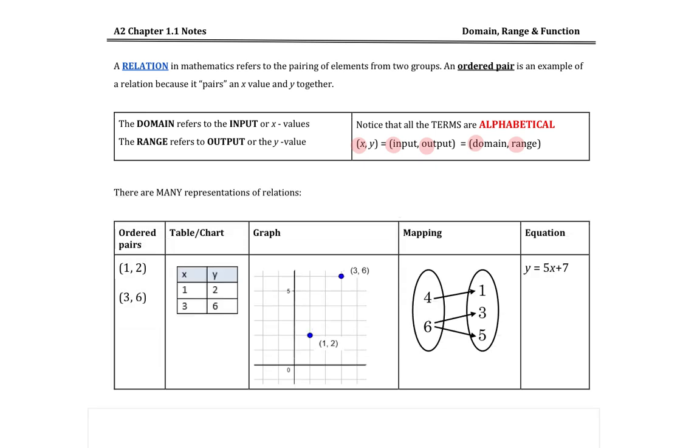So there are many ways to represent relations. So you guys are probably super familiar with ordered pairs. They can also be in a table. You could go ahead and graph XY coordinates. You may not be as familiar with a mapping.